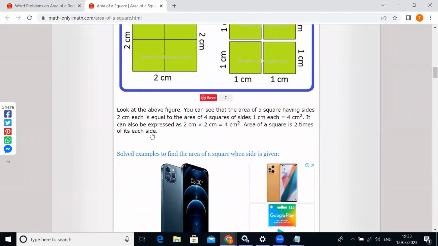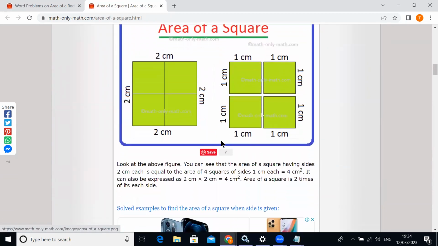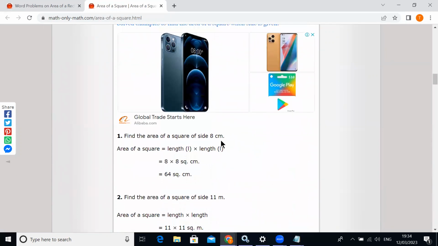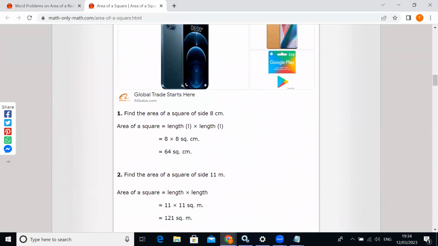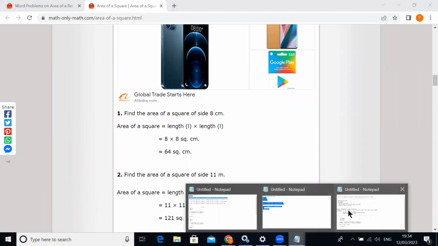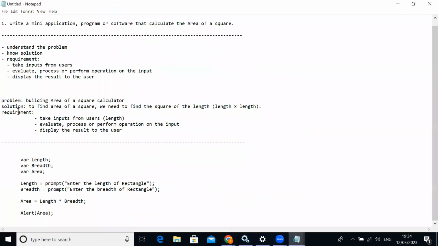So we've learned something small. You need to take your time and learn about squares and how to calculate the area. When you learn, you find the solution. So to find the area of a square, we need to find the square of the length, or multiply one length by another length. You just describe it over here, however you want to say it.